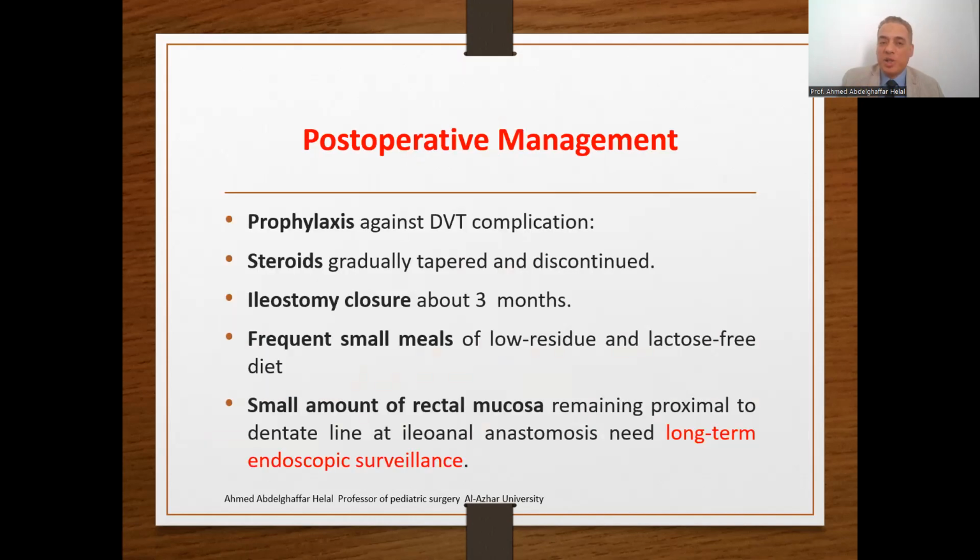The post-operative management will be summarized as follows. Most important is prophylaxis against DVT, steroids gradually tapered and discontinued, ileostomy closure after 3 months. The child needs frequent small meals and a low residue lactose-free diet. A small amount of rectal mucosa, if present, will remain and need long time endoscopic surveillance.